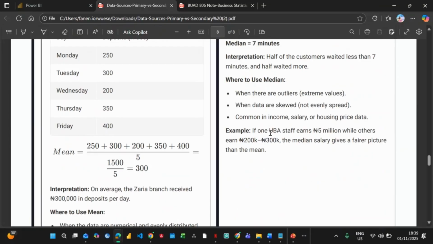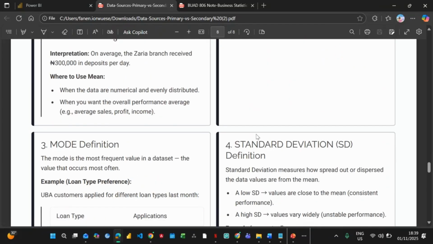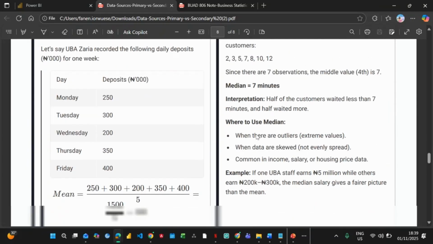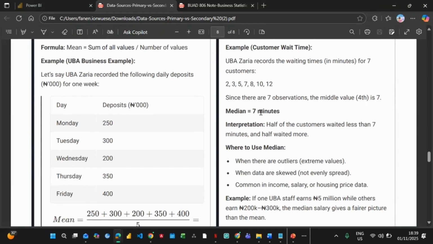So if one UBA bank staff earns 5 million while others earn like 200K to 300K, the median salary gives a fairer picture than the mean. Do you understand?